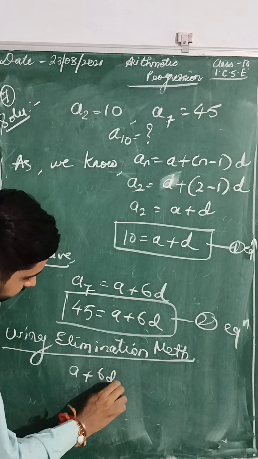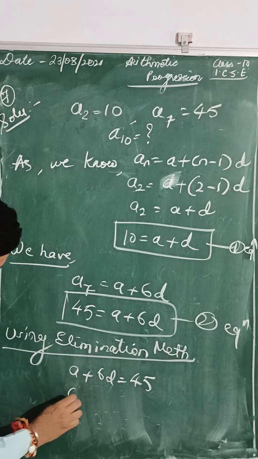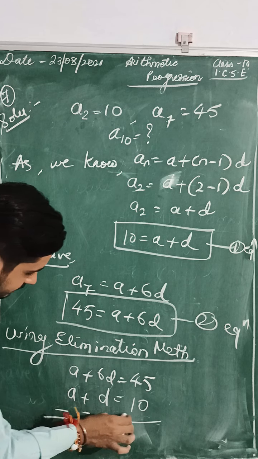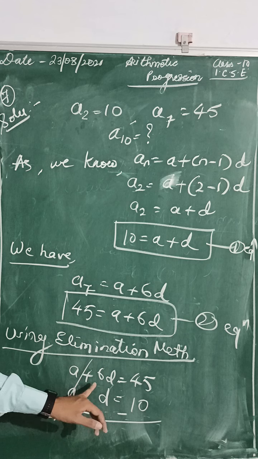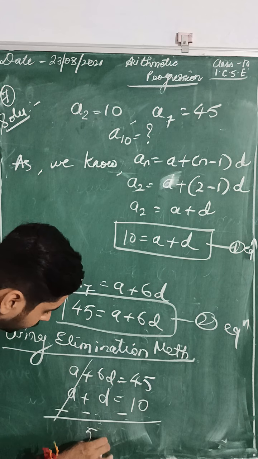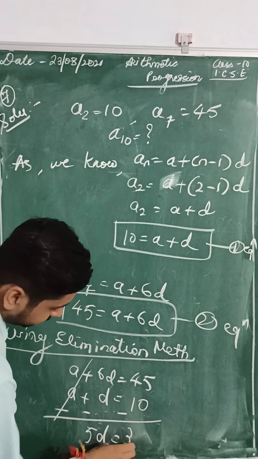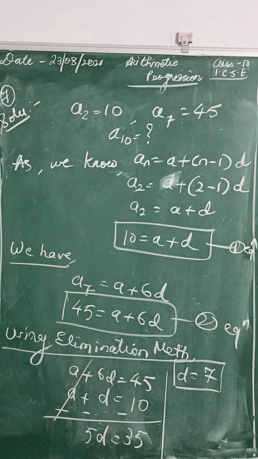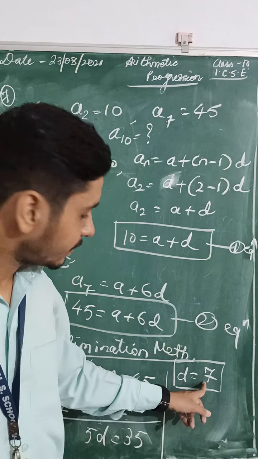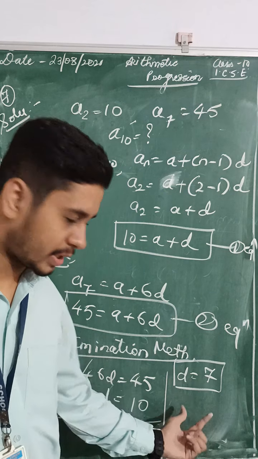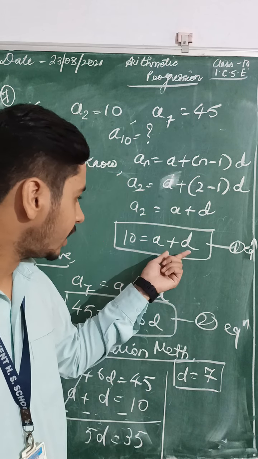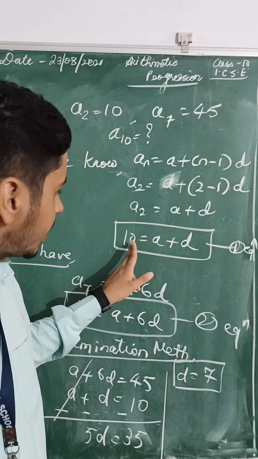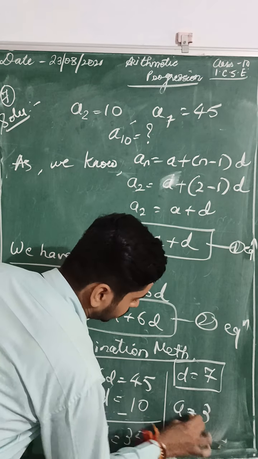So a plus 6d is equal to 45 and a plus d is equal to 10. Subtracting, the a terms will be cancelled. 6d minus d will give you 5d. 45 minus 10 will give you 35. So from here you will get d is equal to 7, because 35 upon 5 is 7. We got d. Okay, keep it. With this d, put it in the first equation. On putting d equal to 7, 7 will be transposed here, so a will be equal to 3.